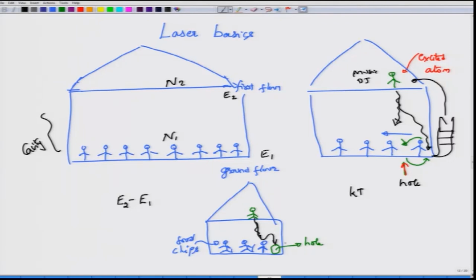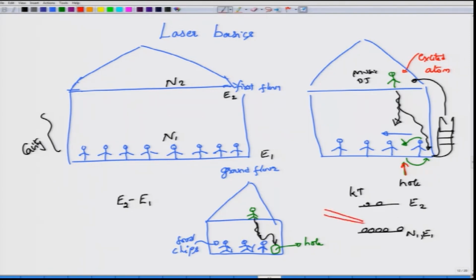So, in the same manner, in an ordinary matter, electrons will be mostly located in the ground level with an energy level E1 with a population density N1. At energy level E2, the population will be sparsely present, because whatever energy is there has to come only from kT, unless you send in external energy.